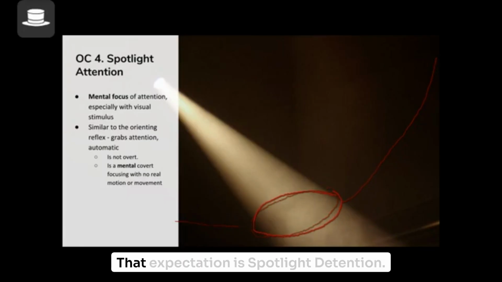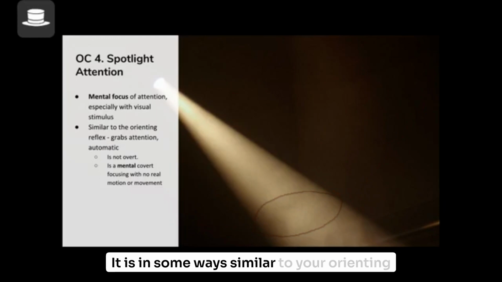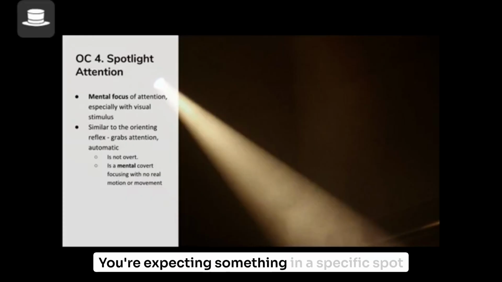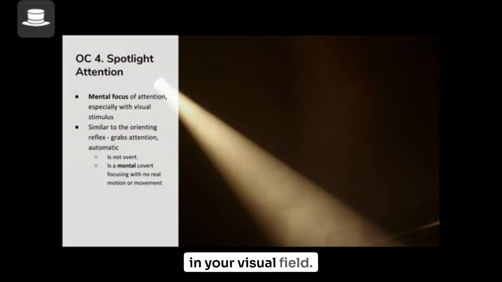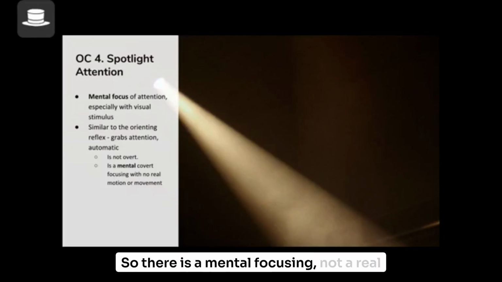In spotlight attention, you are expecting something in one part of your visual field. That expectation is spotlight attention. It is in some ways similar to orienting reflex, but it is not in the sense that you're not turning your head. You're expecting something in a specific spot in your visual field. So there is a mental focusing, not a real movement, a mental focusing.